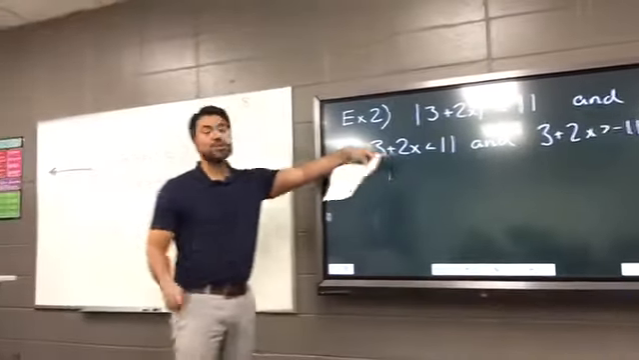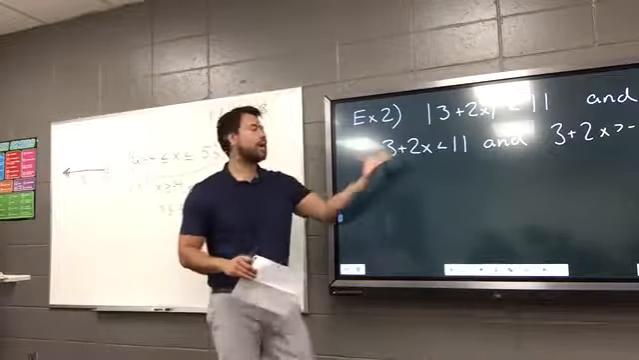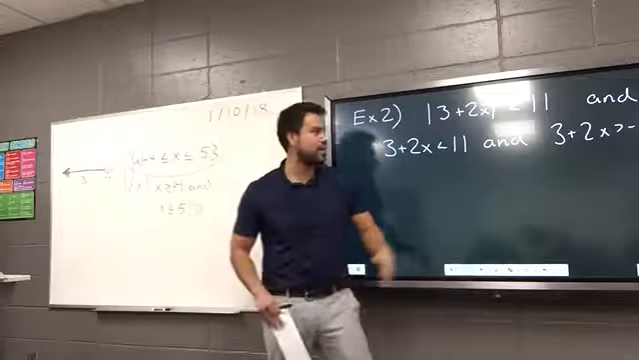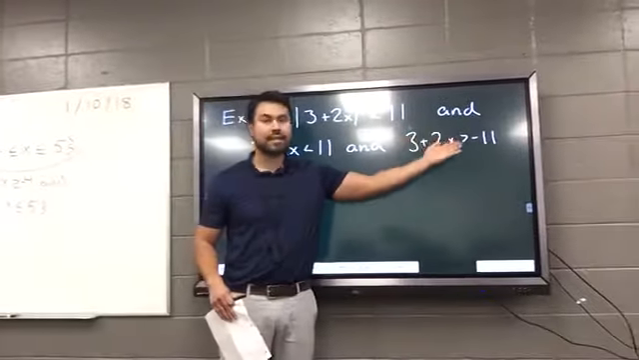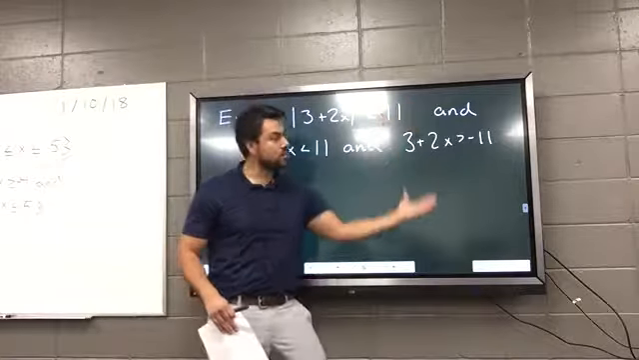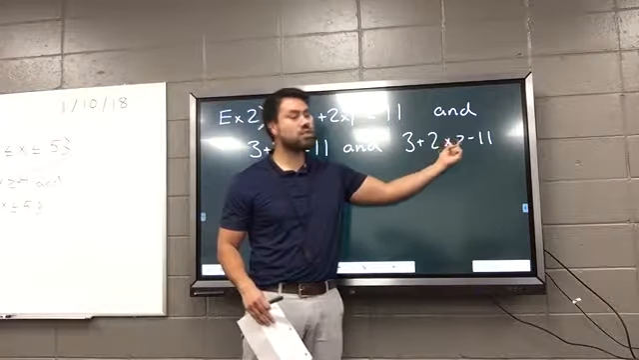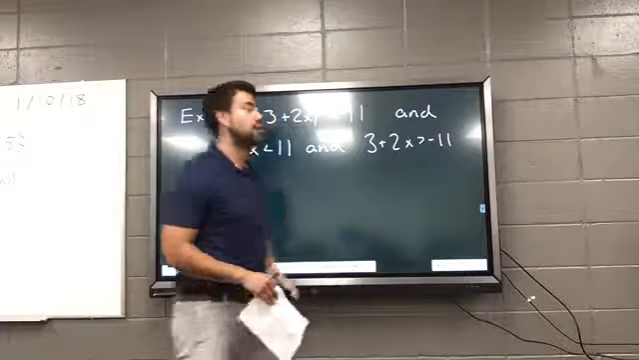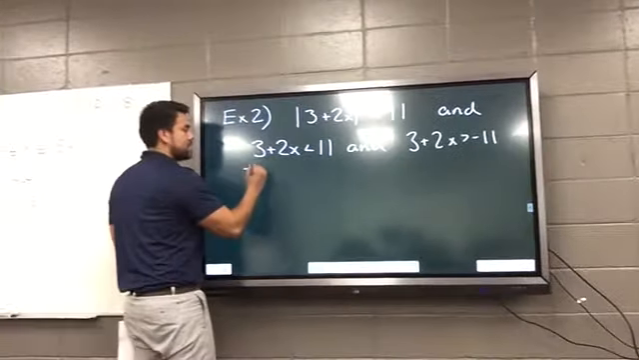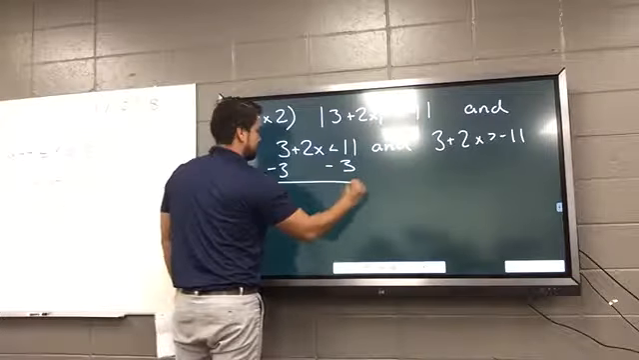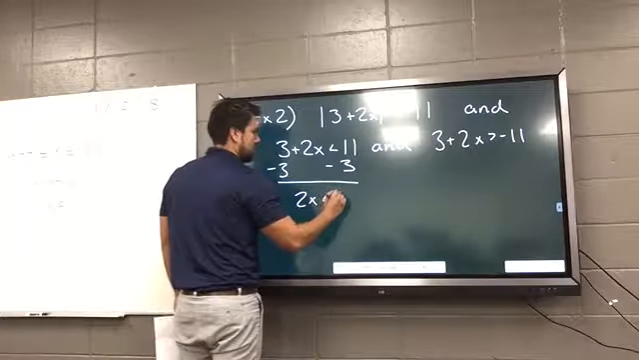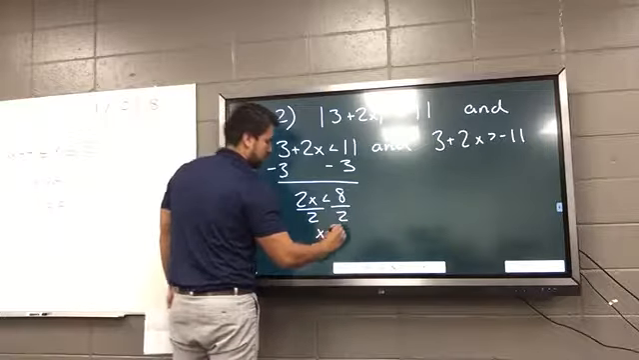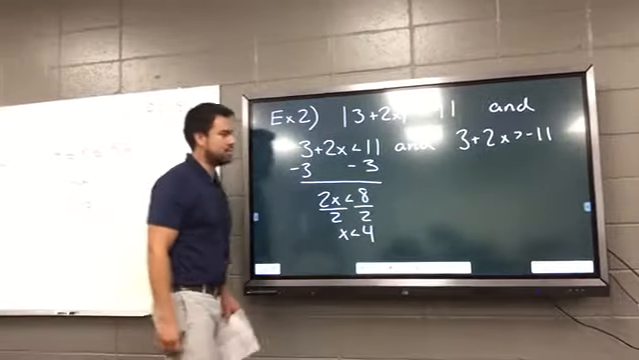Okay, but here's what I get. Everyone okay with this inequality, how I got it? I just rewrote it, dropped those signs. And is everyone okay with how I got the second one? I dropped those signs again, but I switched the direction of the inequality and made it a negative 11. All right, solve for your x. So I got that one.